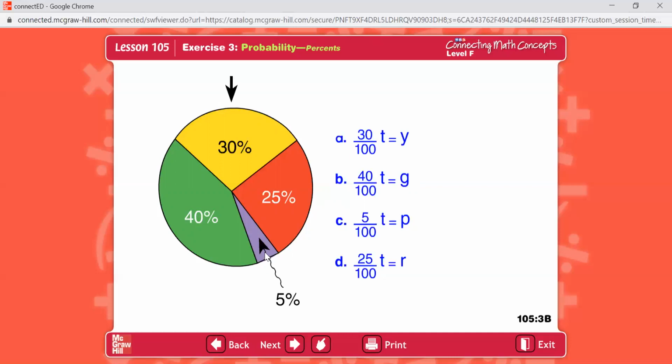If you spin the wheel 100 times, you would expect the wheel to stop at red about 25 times. If you spin the wheel 100 times, how many times would you expect it to stop at green? You would expect it to stop at green 40 times if you spun the wheel 100 times. If you spun the wheel 100 times, you'd expect it to stop at purple 5 times.